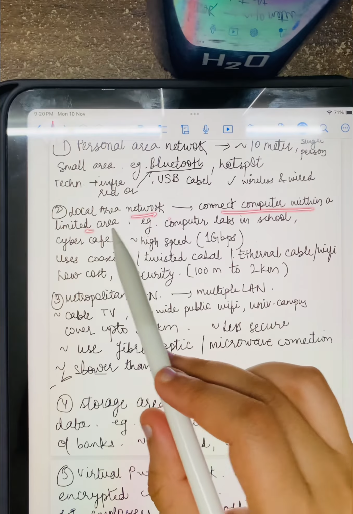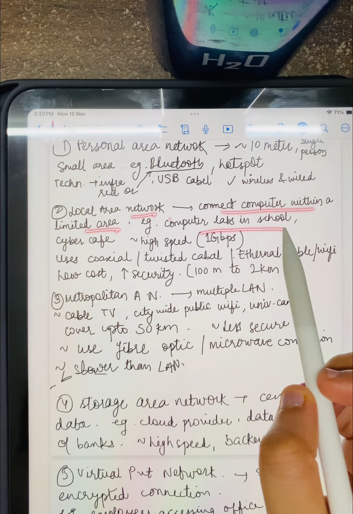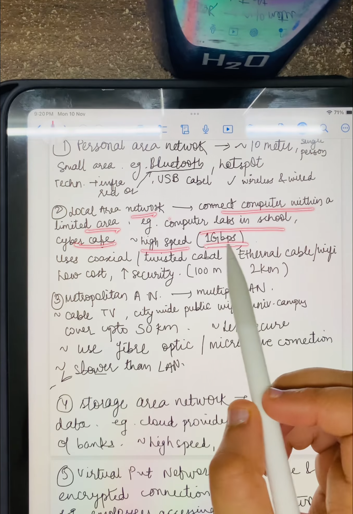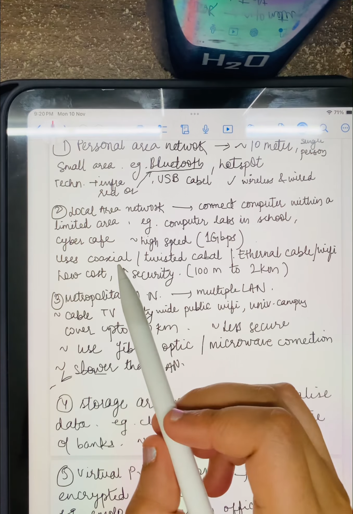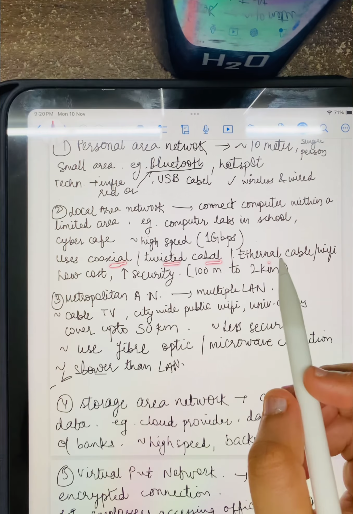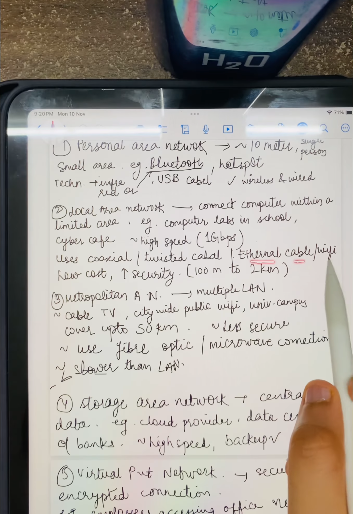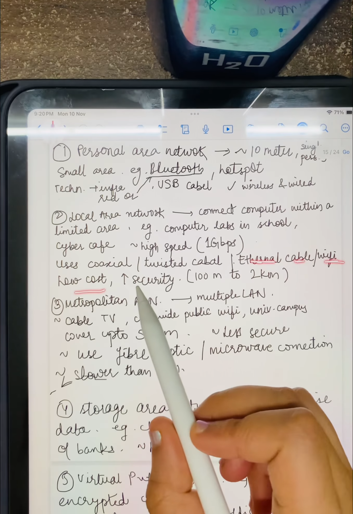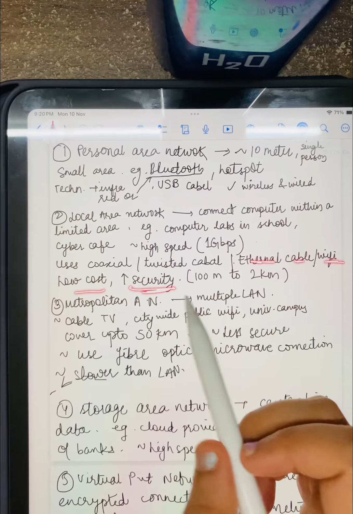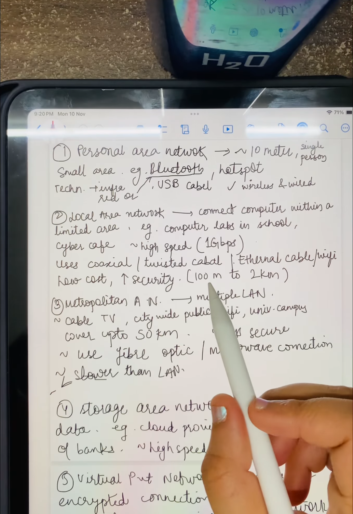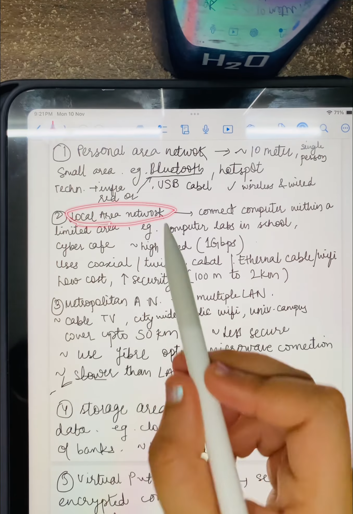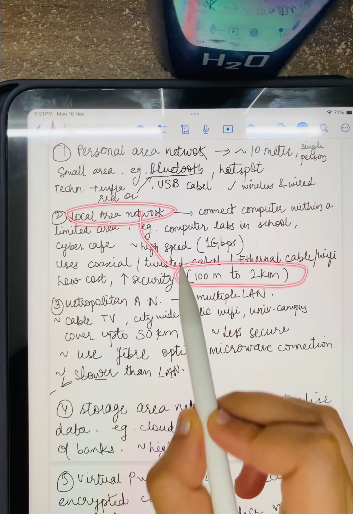Now comes second, local area network, LAN. It connects computers within a limited area. Example, computer labs in schools, cyber cafe. It has very high speed, around 1 Gbps. It uses coaxial or twisted cables. It also uses Ethernet cables or Wi-Fi. It is very low cost. It has high security of data, and it covers an area from 100 meters to 2 kilometers. So it is a local area network, 100 meters to 2 kilometers.